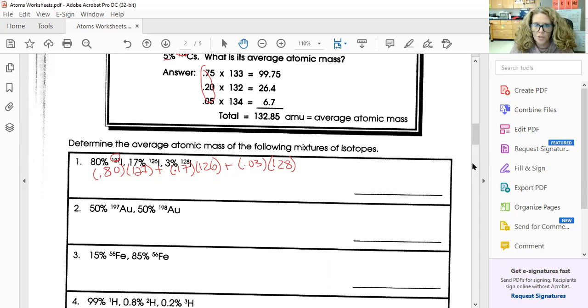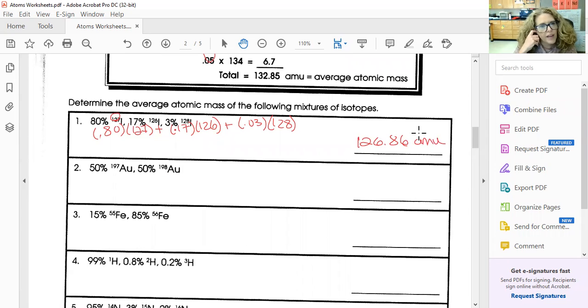You're going to get 126.86, and atomic mass units is our unit. All right, so if I have a sample of gold, 50% of the gold is an isotope with a mass of 197. The other 50% has an isotope mass of 198.